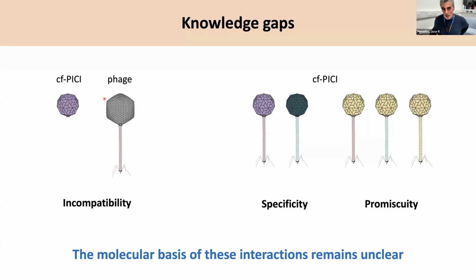We are now working to understand these two things: how this incompatibility happened, and how some CFPs are very specific to one tail, but others can bind to different tails, meaning that they can spread to many different species.